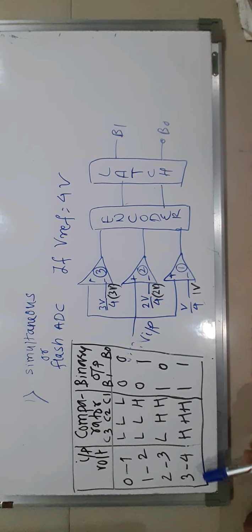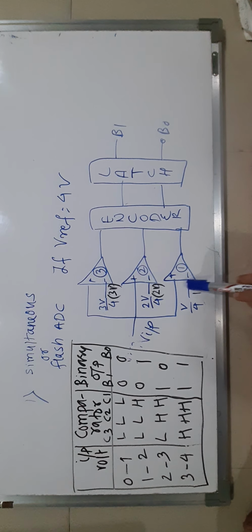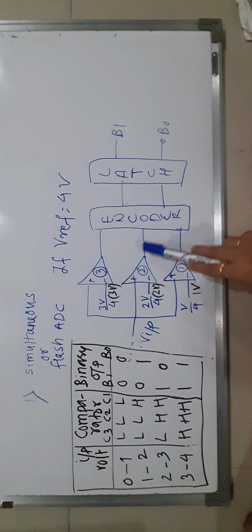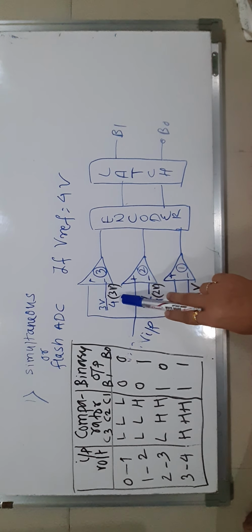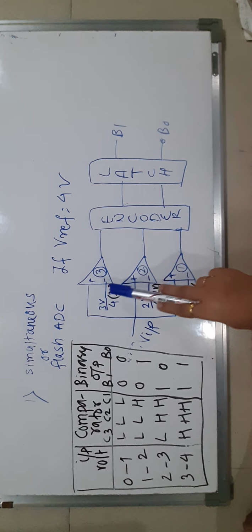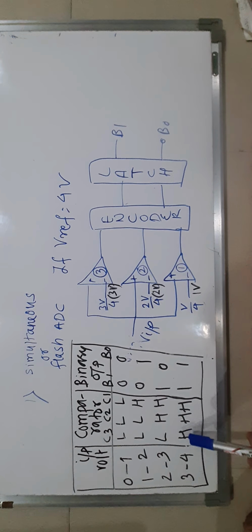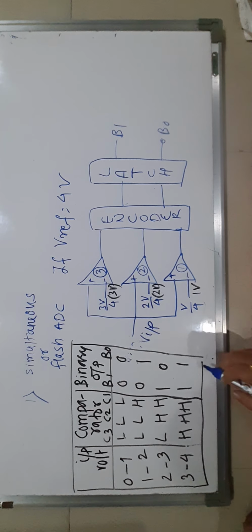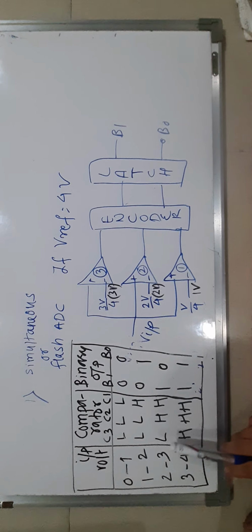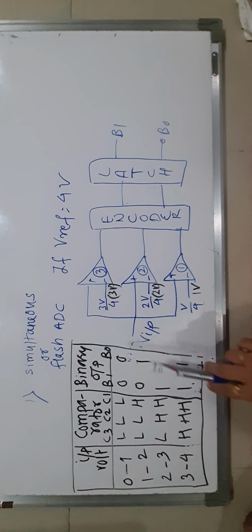Now when the voltage is between 3 to 4 volt, here output will be high, here output will be high. As the V input is greater than 3 volt, the positive voltage is higher, so the output of the third comparator will be high. So its binary equivalent will be 1 1. 1 means 2 raised to 0, 2 raised to 1. So 2 plus 1, it will be 3. So that's why we can see the input voltage which is in analog form is converted into binary form.